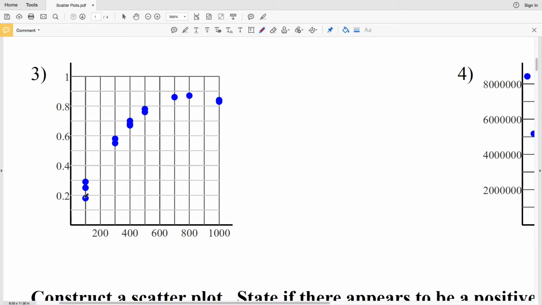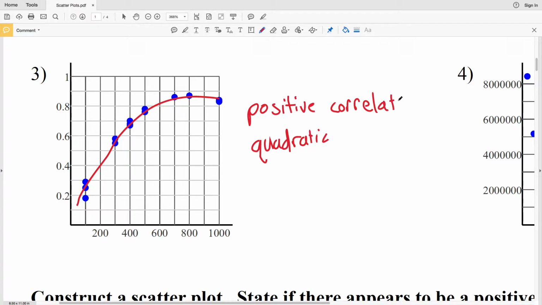In number 3, the points tend to cluster, and we can trace a parabola that the points essentially follow. Therefore, this is a quadratic. So it's a quadratic correlation where that correlation is positive, because as we increase in the x direction, we are also increasing in the y direction.